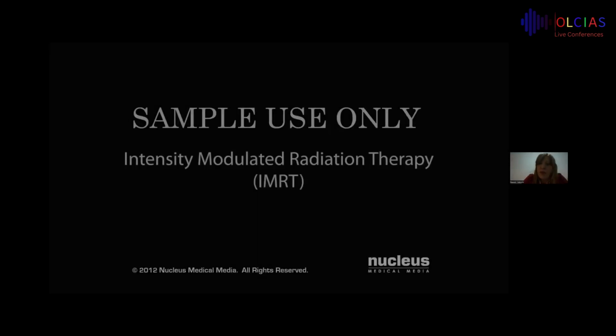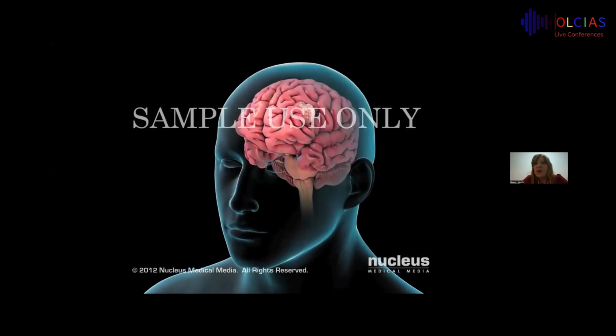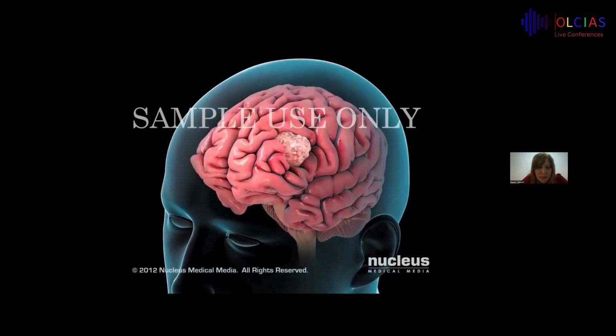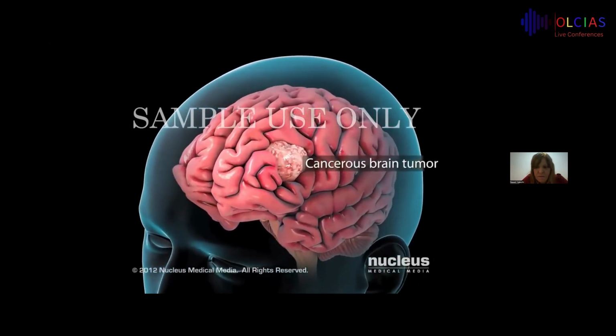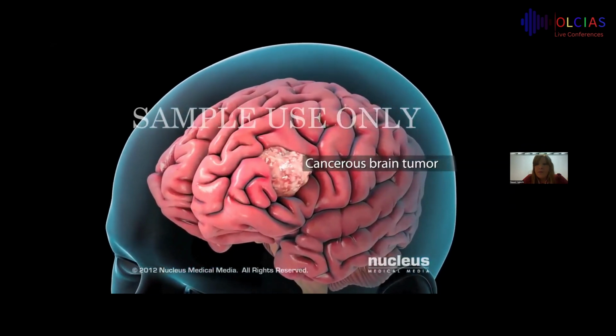I want to show you the tumorigenesis of the brain tumor. Then we pass to how the radiation kills. Your doctor may recommend intensity-modulated radiation therapy, a procedure that treats certain forms of cancer to kill cancer cells or control their growth.